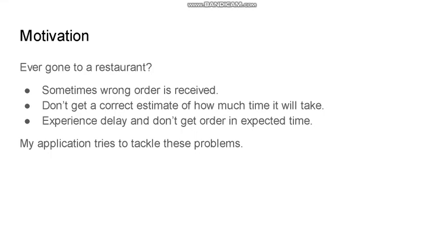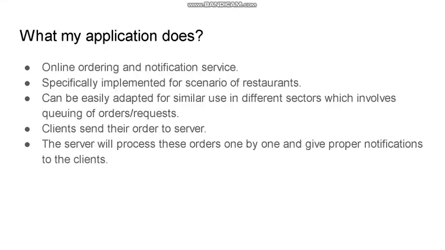With my application I try to tackle these problems. So what my application does, it is an online ordering and notification system. I have specifically implemented it for the scenario of restaurants, but it can be adapted in different sectors easily, which have similar use cases. So for example, in banks there are queues for certain things. For these queues as well, this kind of system can be used.